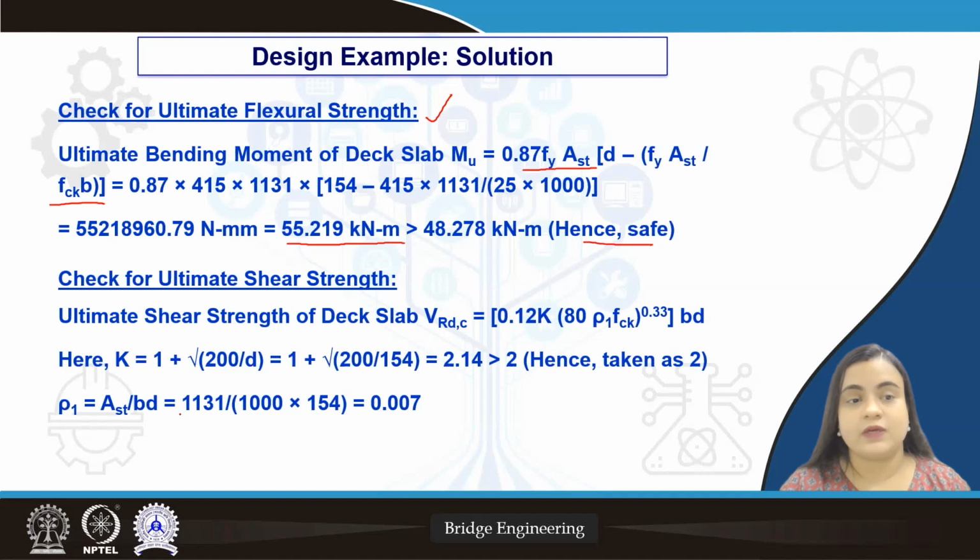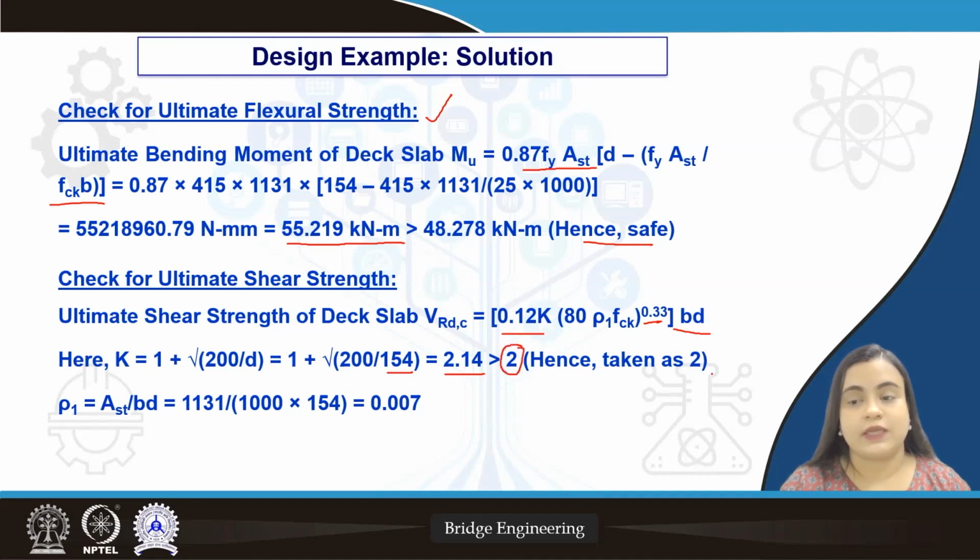So it is safe. The ultimate shear strength of the deck slab can be obtained as VRd,c equals 0.12 K times (80 rho 1 fck) to the power 0.33 times bd. Here K can be obtained as 1 plus square root of 200 by d, where d stands for the effective depth of 154 millimeter, that is equal to 2.14. However, K can have a maximum value of 2.